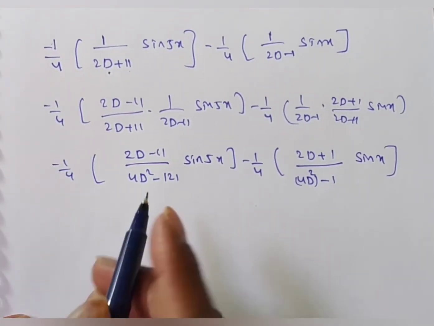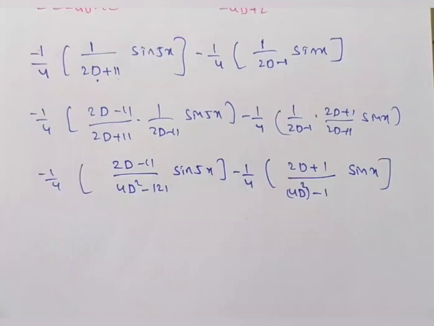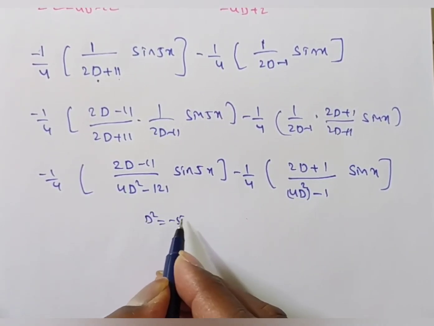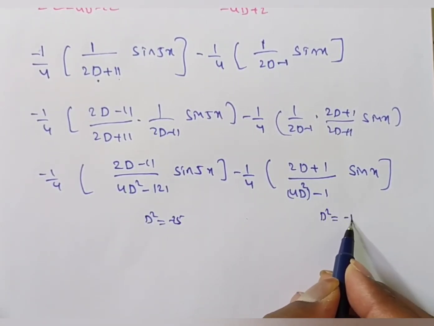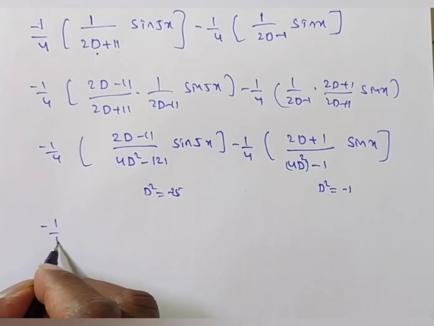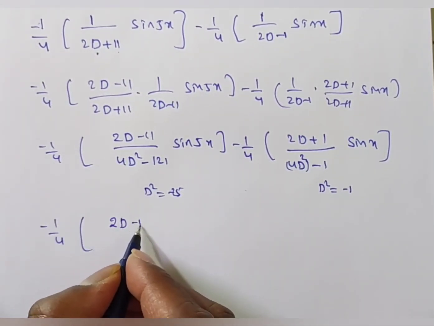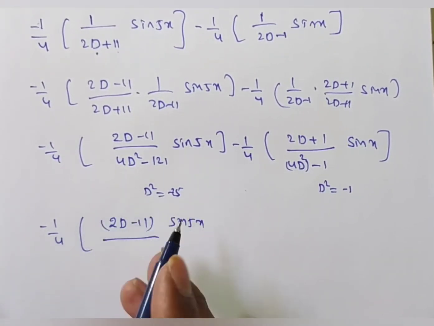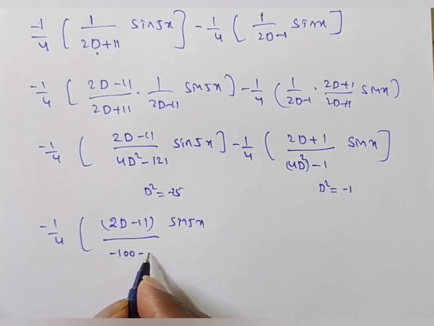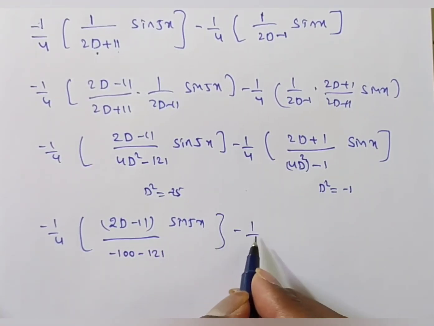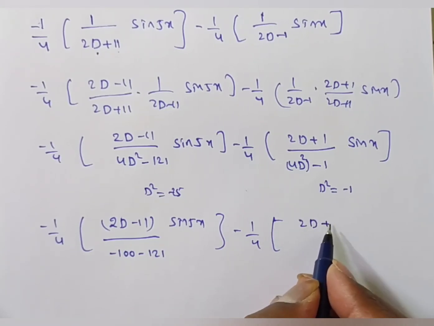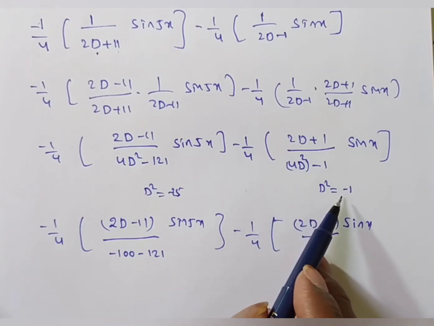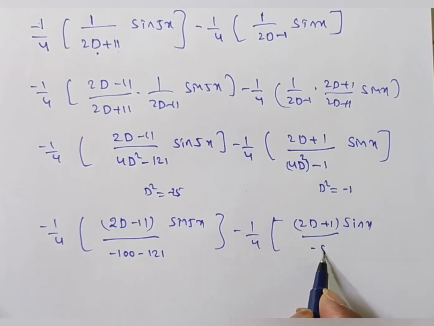Now you see, again it is the sine ax form. Now I am replacing D square by minus 25 here, and D square by minus 1 here. Then minus 1 by 4 times 2D minus 11 into sine 5x divided by 4 times minus 25, which is nothing but minus 100, and minus 121 we have. Minus 1 by 4 times 2D plus 1 times sine x by 4D square. D square is equal to minus 1, so minus 4 minus 1 is nothing but minus 5.